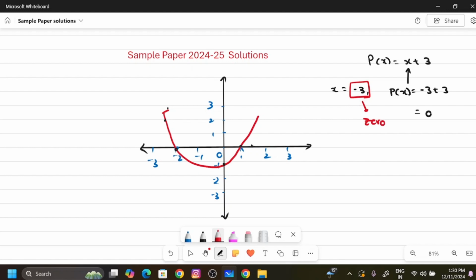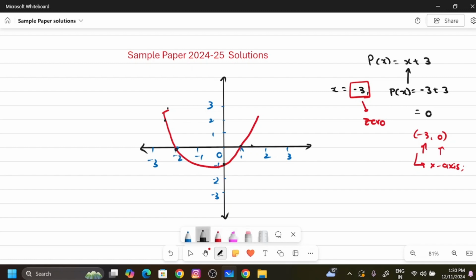So this minus 3 will be the zero of this polynomial p of x. So we can write this as minus 3 comma 0. When x is equal to minus 3, p of x or y becomes 0. So it is clear that this lies on the x-axis. Same case with the quadratic polynomial also. Just have a look at this graph of a certain quadratic polynomial.